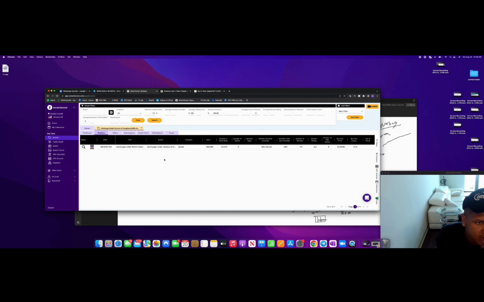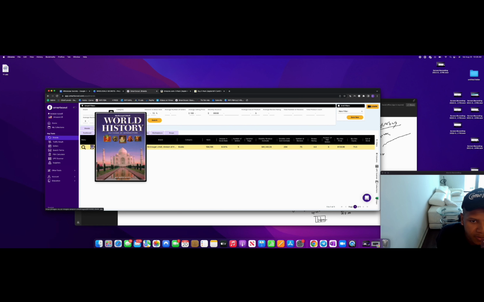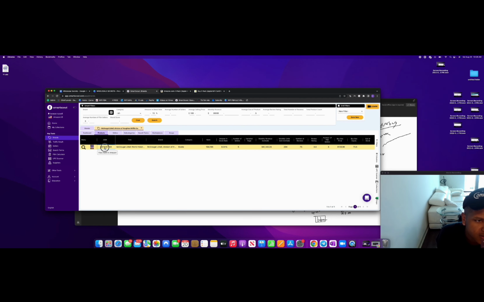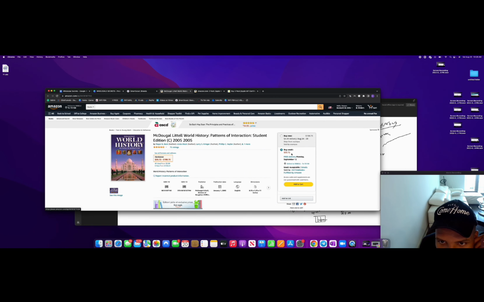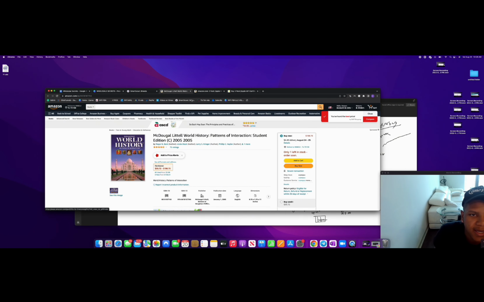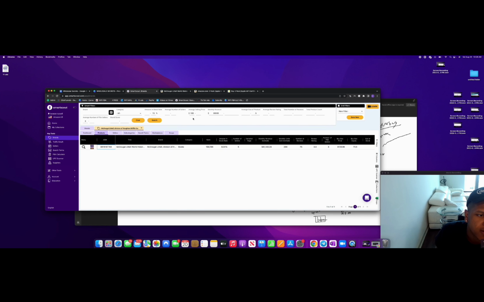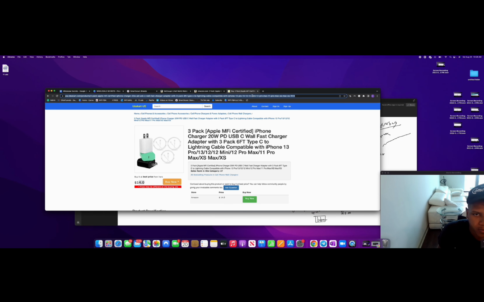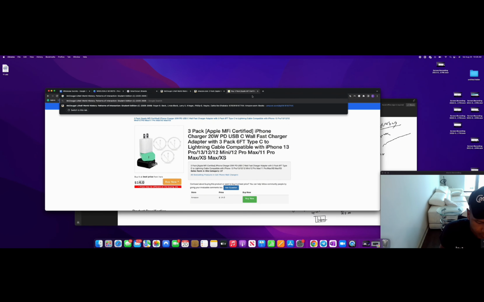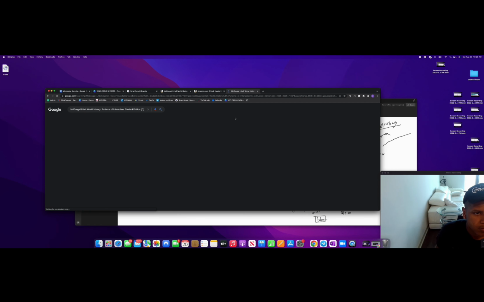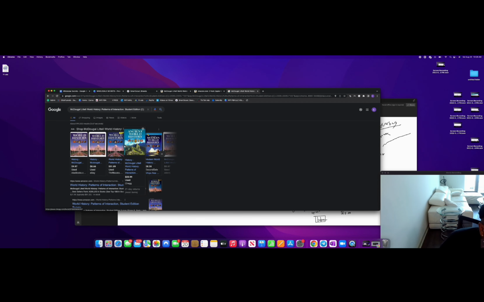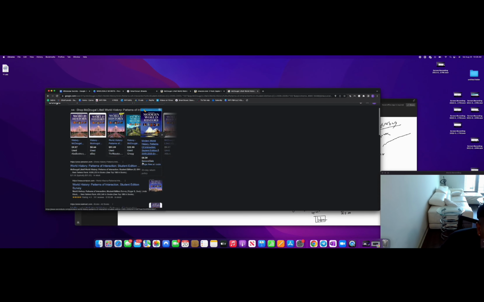If I look at their products, boom, I can see it is a book about world history, and this book is going for $198 if you buy it new. And so if I can find where this book is cheaper, I'm in the green. And so I can see where this book is used.